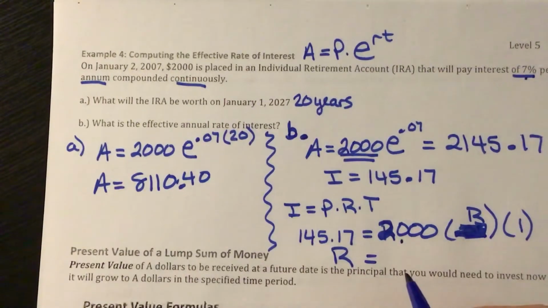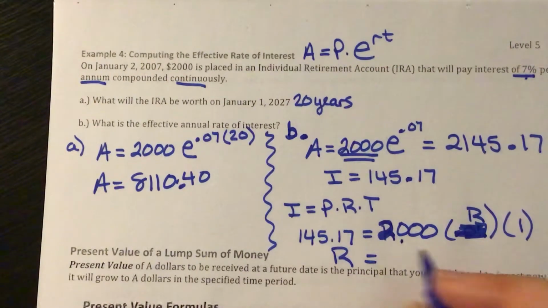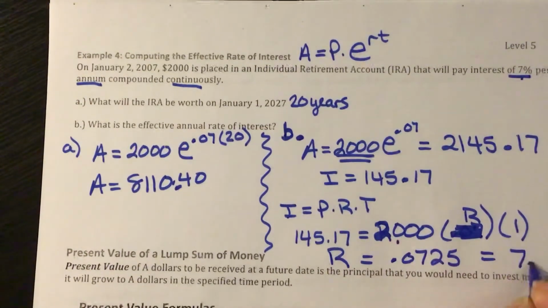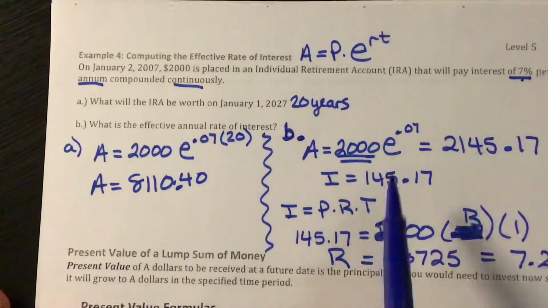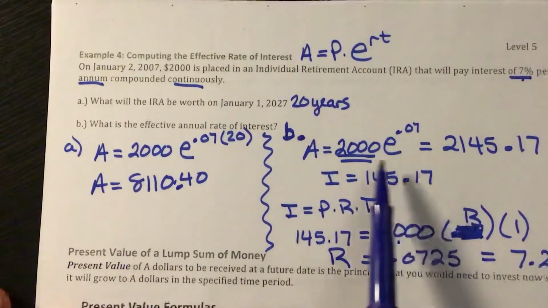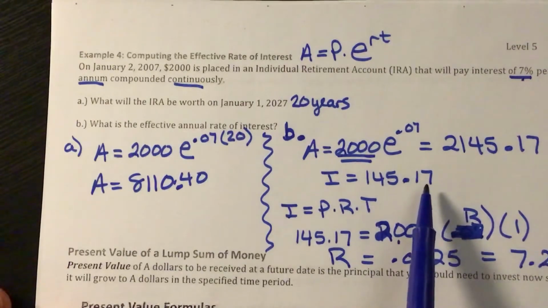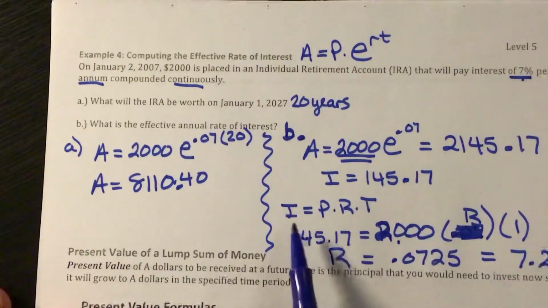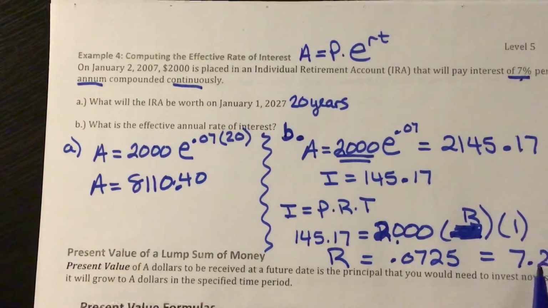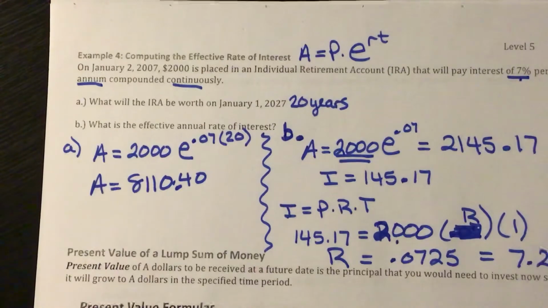And when I divide 145 by 2,000, I get 0.0725, which is 7.25%. Okay, so this is one of those things that if I'm compounding my interest continuously at a rate of 7%, if I do the simple interest formula, it's really 7.25%, which if I'm investing money, that would be good. But if I'm borrowing money and I have to pay back that interest, that's not so good.